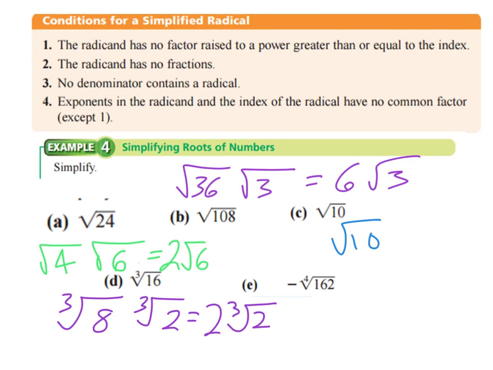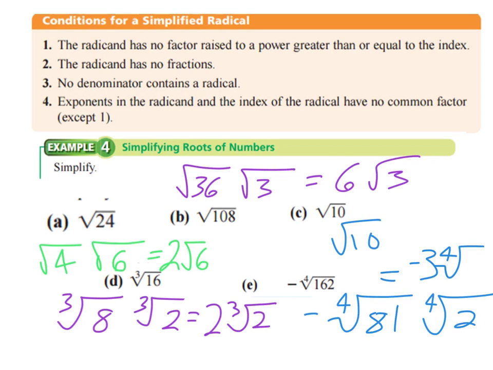And then the last one here, the negative 4th root of 162. And again, you can use your calculator to help you figure out perfect fourths if you like. So we'd be looking at the negative sign, and then what perfect fourth would go into 162. So in this case we would use 81. 81 is 3 to the 4th. 81 times 2 would be 162. So we take the 4th root of 81, which is 3, and so we end up with negative, and then 3, and then the 4th root of 2. So that's what we'd be looking at for example E.